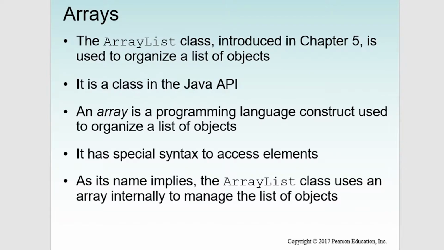The ArrayList class, introduced in Chapter 5, is used to organize a list of objects. It is a class in the Java API. An array is a programming language construct used to organize a list of objects. It has a special syntax to access elements. As its name implies, the ArrayList class uses an array internally to manage the list of objects.